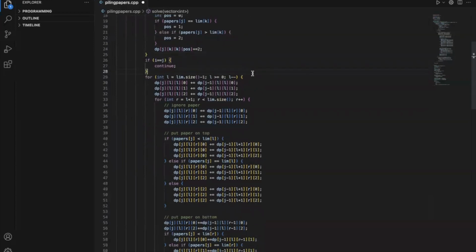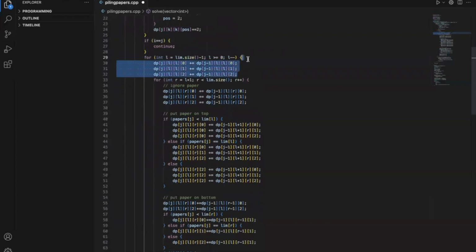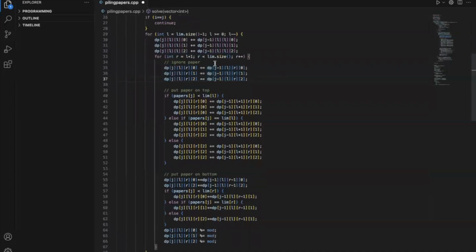And then we have the left bound for the limit, and we do this because you can always get rid of the paper if you don't want it. So even if the left and right bound are at the same position, you can get rid of the paper. Here is ignoring the paper. You just add whatever value it was when we didn't have the paper yet.